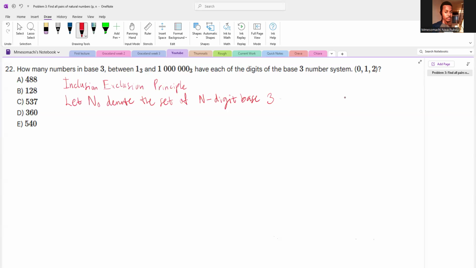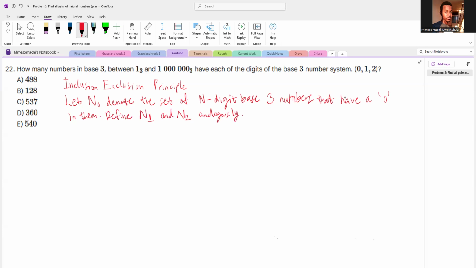So don't pay so much attention to how I'm denoting things here. Okay, so N digit base 3 numbers that have a 0 in them. Define N1 and N2 analogously.